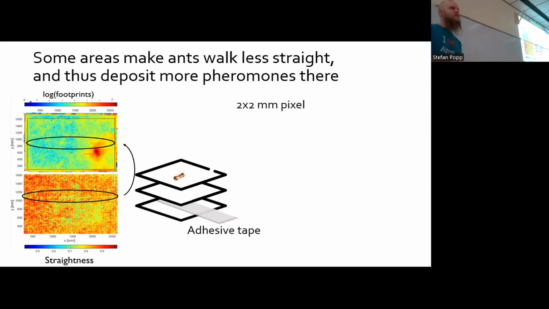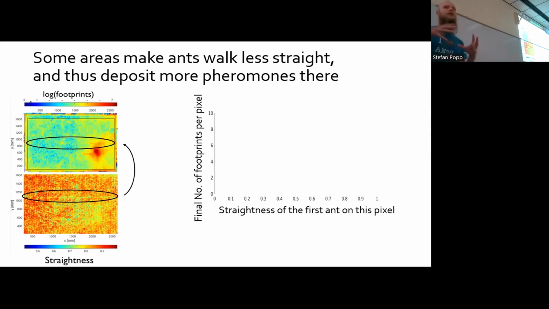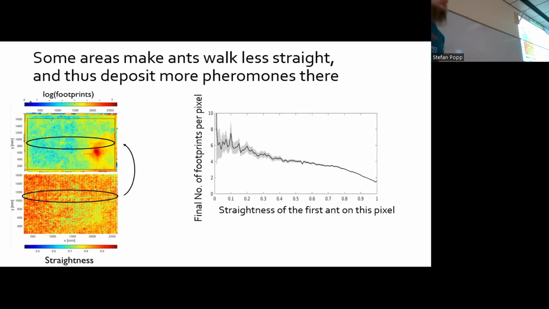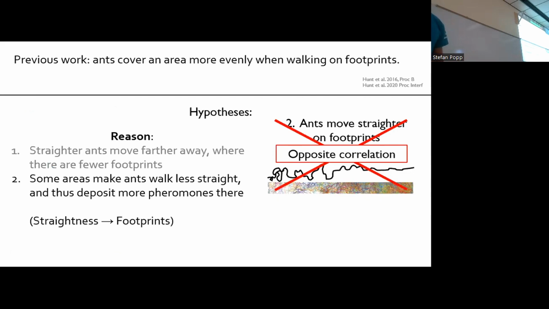To test for that, I binned the whole arena into 2 millimeter by 2 millimeter pixels, and I tried to disentangle the effects of the characteristics of the pixel from how the pheromones might influence how the ants are walking. On the x-axis is basically the characteristic of how straight or non-straight this pixel makes the ant walk. The measurement is the straightness of the first ant that crosses this pixel. I just take that to be this characteristic, and on the y-axis is the final number of footprints per pixel. This negative slope tells you that this is indeed the case: in some areas, those where the ants are walking straighter to begin with, they will accumulate fewer footprints, which does make sense. So that is another explanation, again moving in the direction from the straightness of the ants causing a different number of footprints, and not the other way around.